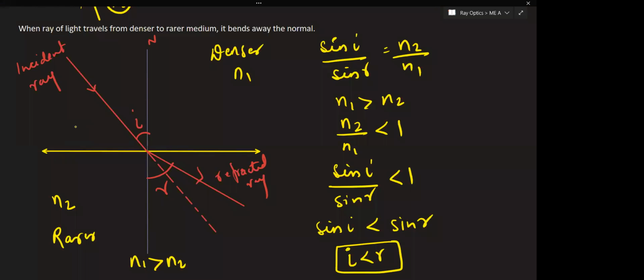This is just the proof part. If it is asked to you in the exam, then mention it. Otherwise, just learning these two statements was enough.